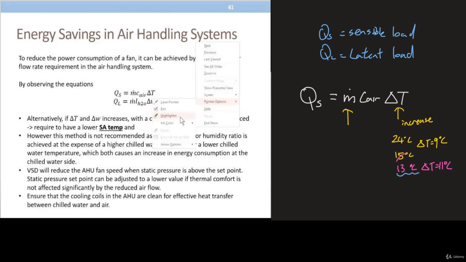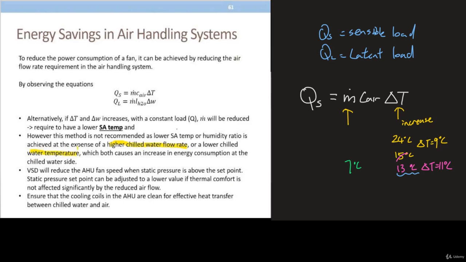By trying to save energy at the fan, you may cause a higher chilled water flow rate at the cooling coil. Your cooling coil will have to have a higher chilled water flow rate and a lower chilled water temperature. So your chilled water temperature, instead of 7 degrees Celsius, may have to go lower. Both will cause an increase in energy consumption at the water side. So you are saving energy at the air side, but you are wasting energy at the water side. You will have to consider this carefully. Do your balance.